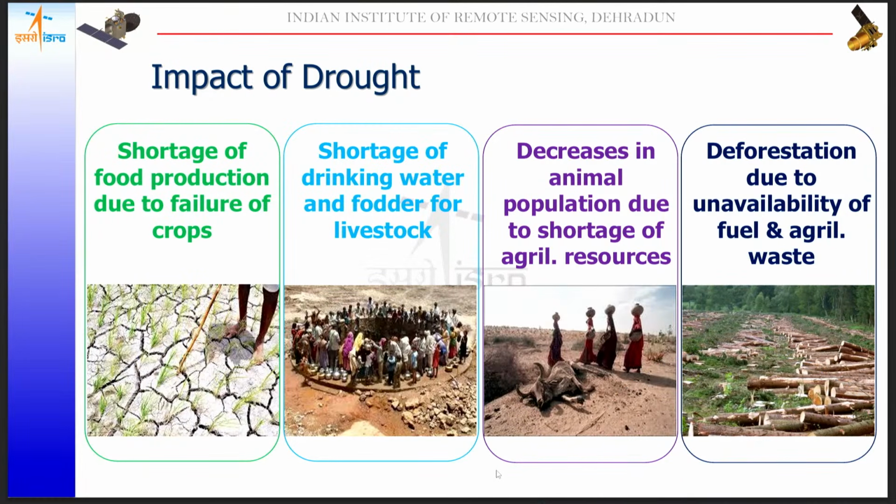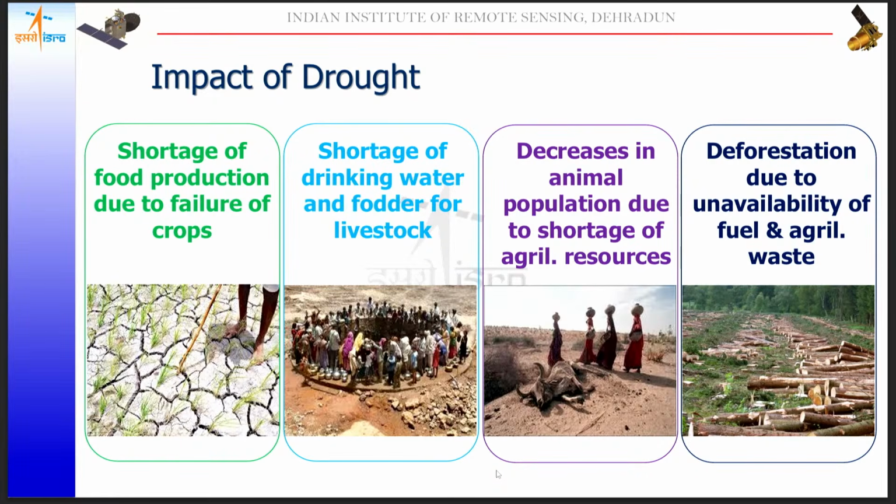Coming to the impact of the drought, there are a number of impacts. I have highlighted a few of the main points here. Very first is the shortage of food production due to crop failure, which may drastically impact crop production area by area, and may be predominant with respect to area-specific crop production.